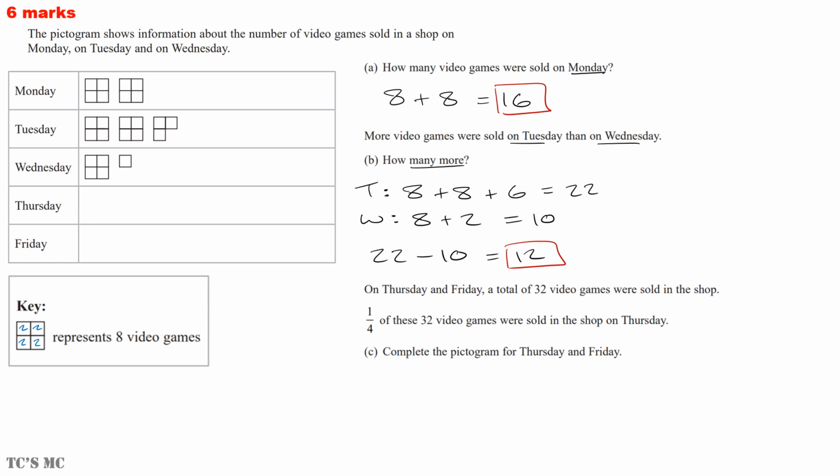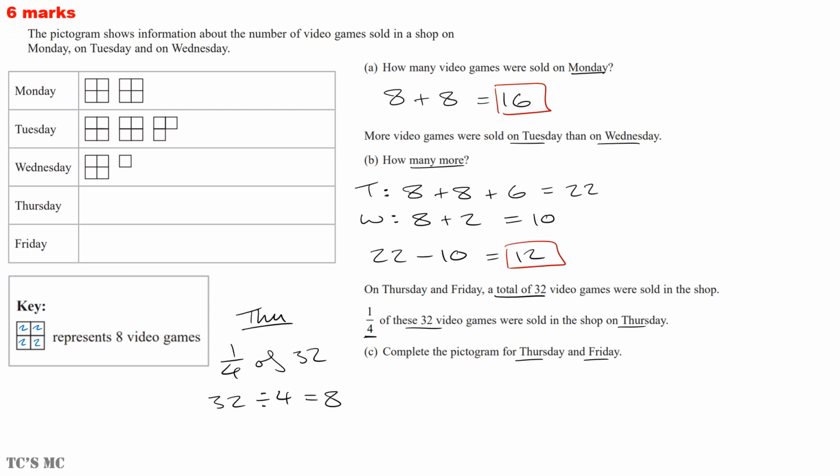Then the question says, on Thursday and Friday, a total of 32 video games was sold in the shop. A quarter of these 32 video games was sold in the shop on Thursday. Part C, complete the pictogram for Thursday and Friday. I am going to start with Thursday. A quarter of 32 means 32 divided by 4. And now we have 1 mark.